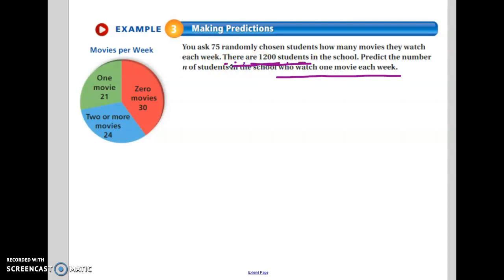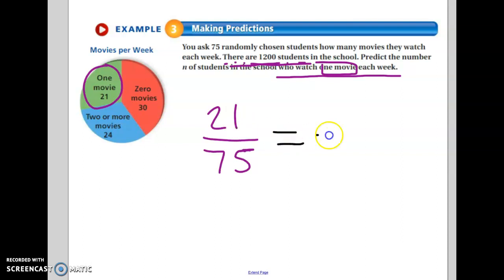So, out of a total of 75 students who were asked, now we're looking to compare this idea of watching 1 movie per week. As it turns out, 21 out of the 75 that were surveyed watched 1 movie per week. And we can use that fact to figure out how many students would watch 1 movie per week, not out of 75, but out of 1,200. So we want to figure out how many out of that 1,200 watch 1 movie per week. And so now we can solve this proportion.